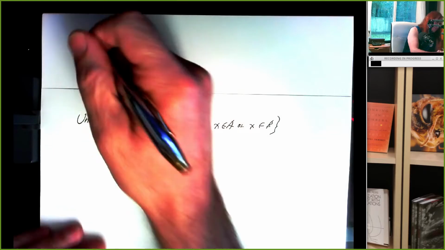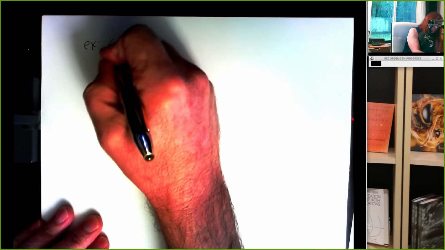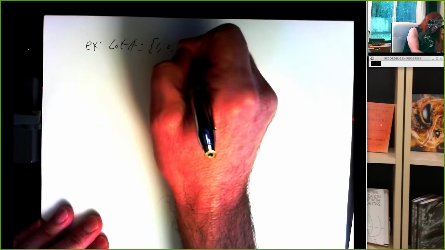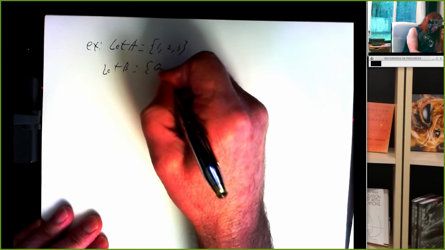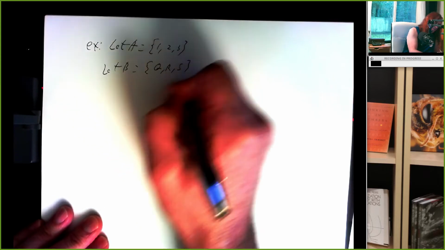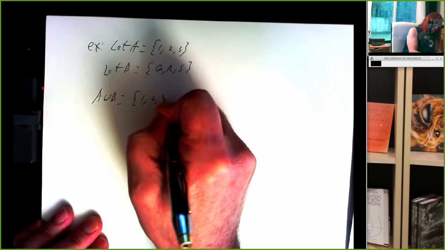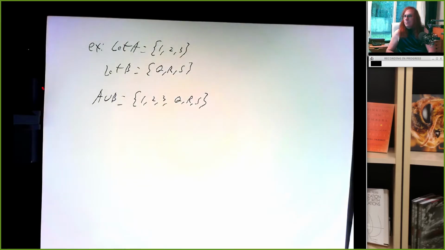For example, let A be the set containing 1, 2, 3. Let B be the set containing Q, R, and S. So A union B is a set containing 1, 2, 3, Q, R, and S. Nothing too shocking there, right?